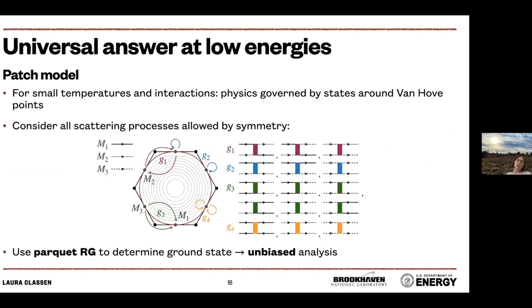And there is a universal answer to this question. If you go to low energies, because then for small temperatures and interactions, the physics will be governed by states around the Van Hove points. And then we can simply consider all scattering processes between these regions near the Van Hove points, and patches at the Van Hove points, and include all couplings that are allowed by symmetry. And in this case, there are four of them, g1 to g4. And then we can use the parquet renormalization group to determine how they develop upon lowering the temperature, and use the result to extract a tentative phase diagram. I don't want to go into the details of the method here. I'd be happy to chat later about it.